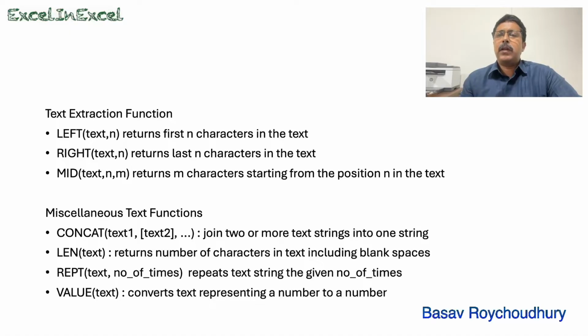So we can repeat a text a given number of times. And then there's the value function. What the value function does is, sometimes in Excel, because of certain formulas or functions that we write, a number, which is actually a number, gets stored as a text in Excel. Now value allows us to store that text back as a number. That means, again I repeat, a number which has been stored as a text can be converted back into a number using the value function.